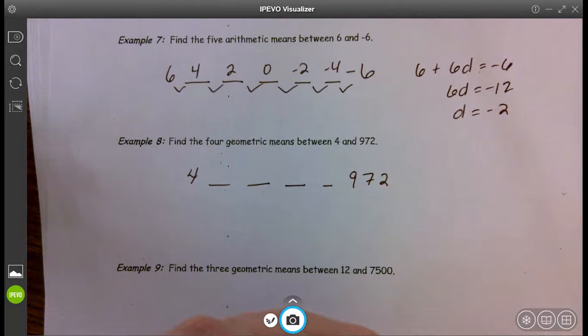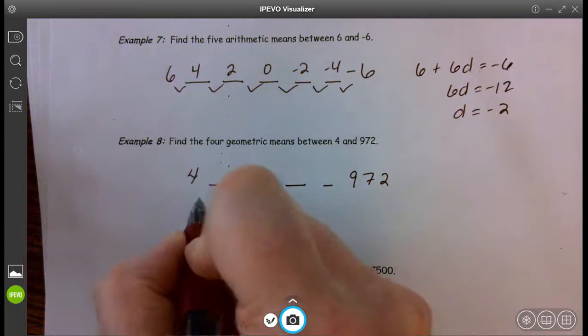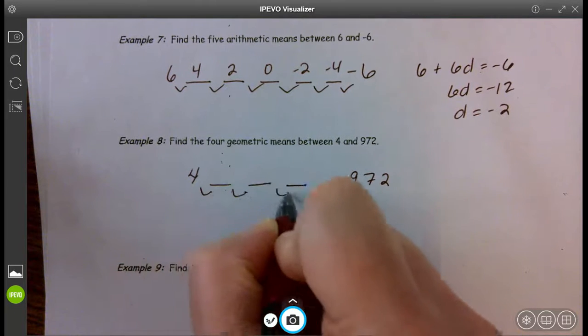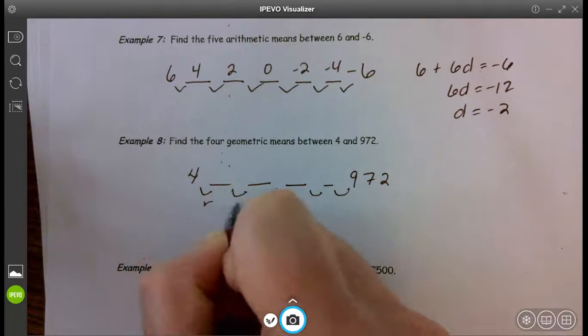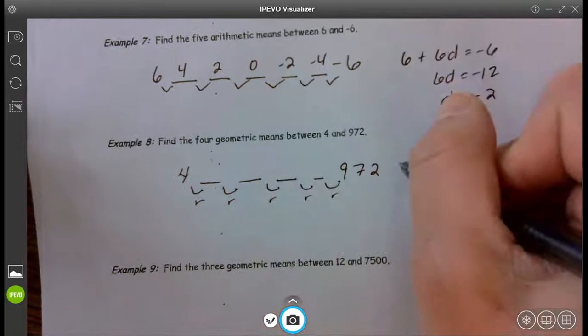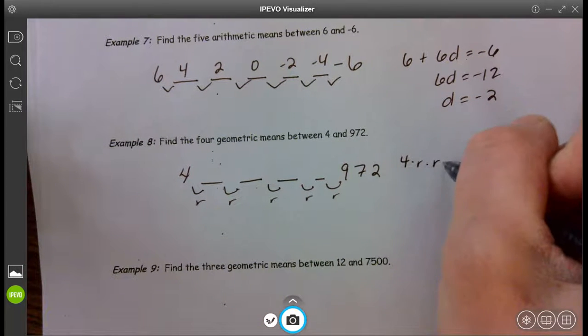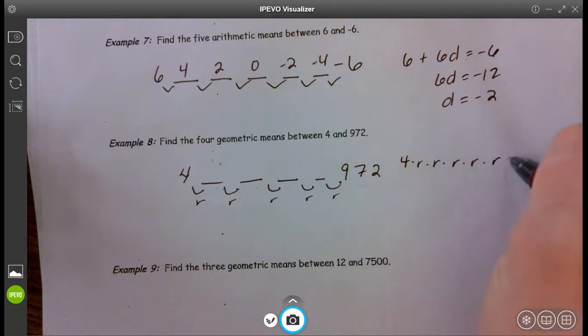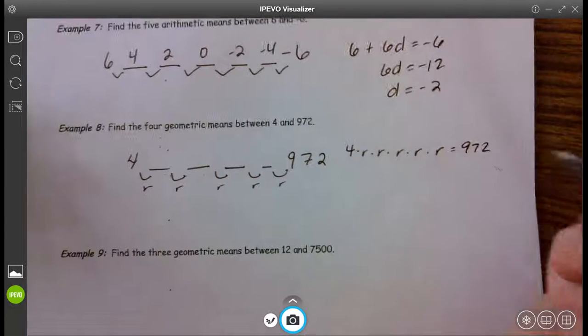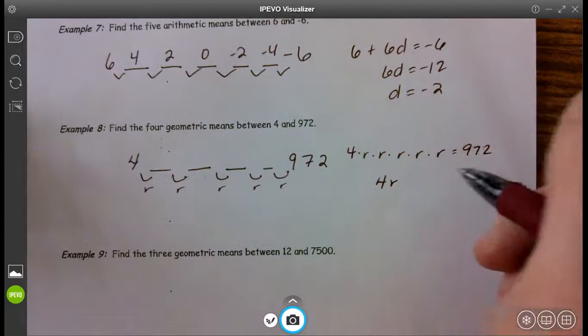Example 8, find the 4 geometric means between 4 and 972. Well, now you're multiplying because it's geometric. So you took 4 and multiplied by an r every time. So 4 times r times r times r times r times r equals 972. That's the same thing as saying 4 times r to the 5th.